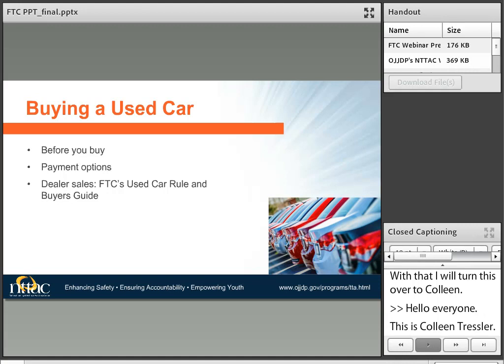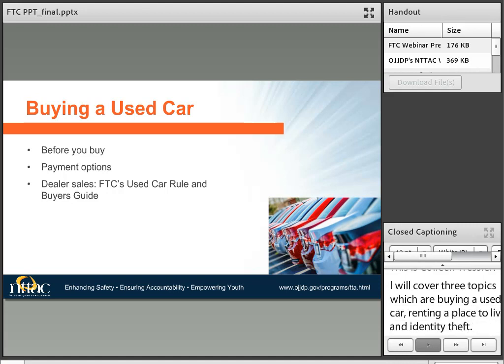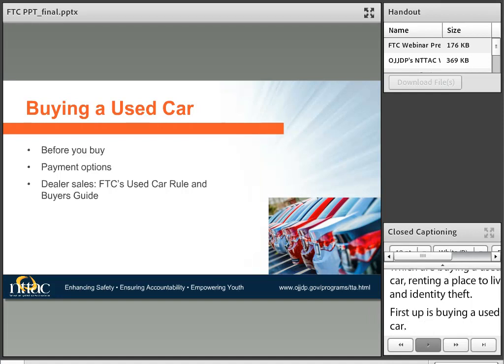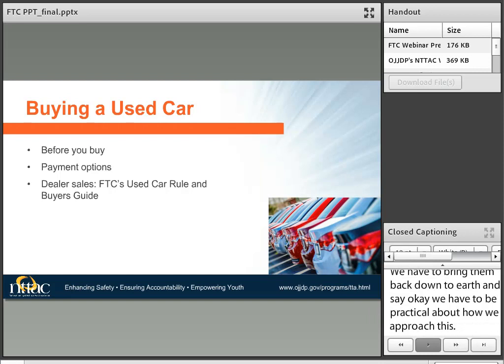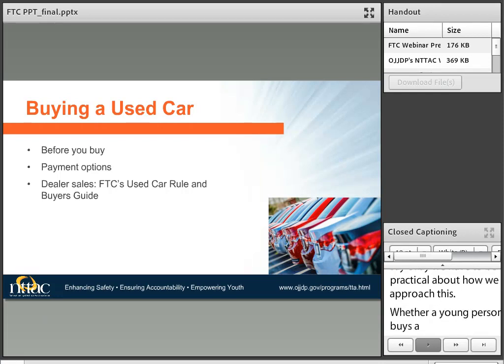For most young people, this is a really exciting purchase. It gives them a sense of independence, but we kind of have to bring them back down to earth and say, okay, we have to be practical about how we approach this. Whether a young person buys a used car from a dealer or an individual, a private sale, they need to determine their needs, then set a budget and include the cost to register the car in the state, sales tax, car insurance, gas, and maintenance costs.